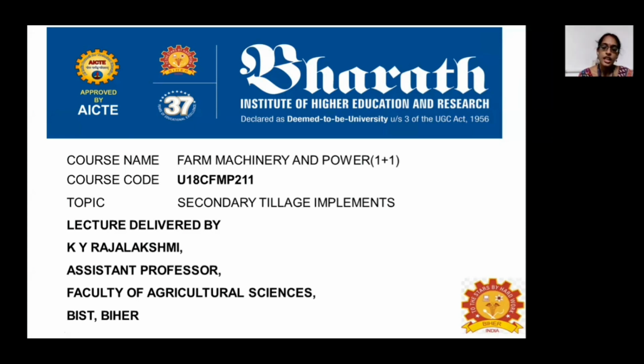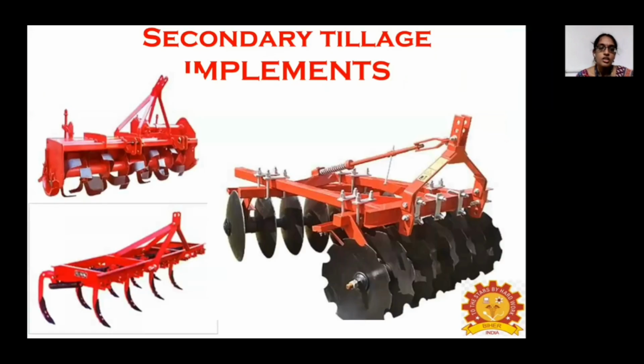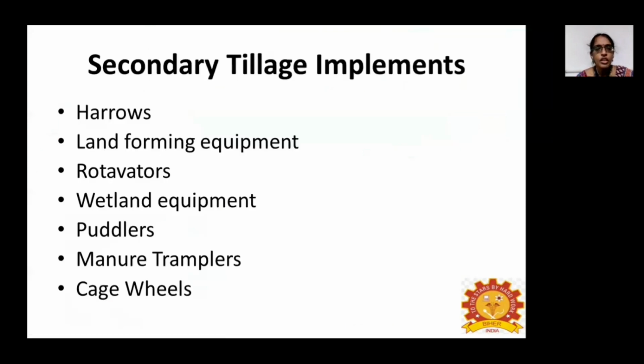So why are these secondary tillage implements used? For intercultural operations like weeding, and to prepare your land, these implements are used. Most of the secondary tillage implements are harrows, used for land preparation, along with farming equipment like the bund former, furrower, and the rotavator.